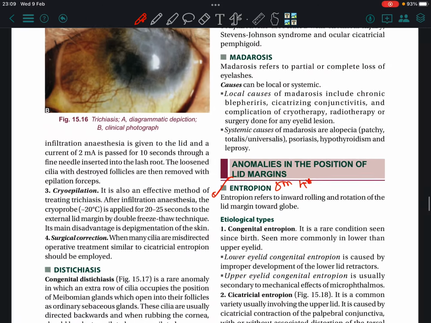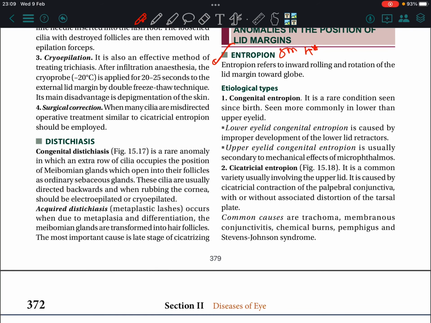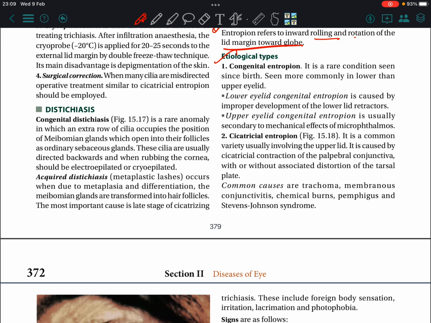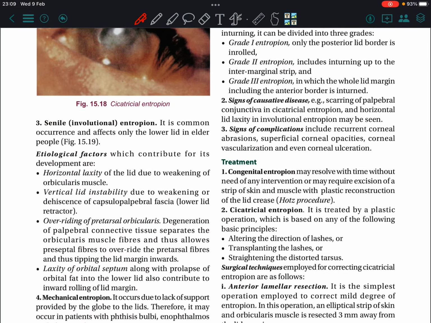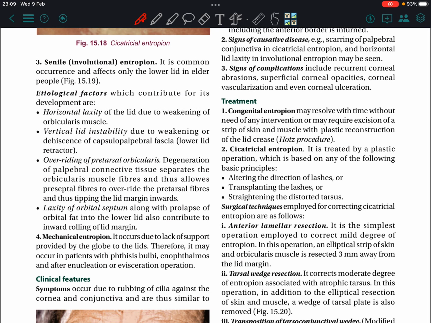Then entropion refers to inward rolling and rotation of the lid margin towards the globe. Etiological types: congenital entropion, cicatricial entropion, senile entropion, and mechanical entropion.